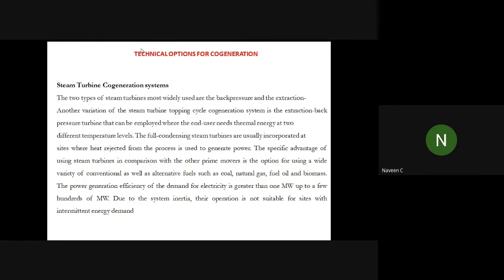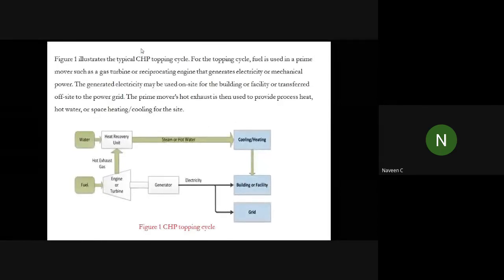Okay, so when the electricity demand is greater than 1 megawatt, up to a few hundreds of megawatts, generally we'll use combined heat and power. It will vary from 1 megawatt to 100. Due to the system inertia, this operation is not suitable for sites with intermittent energy demand. Somewhere you require a lower megawatt of power generation, somewhere you need a higher megawatt of generation, but generally process industry will be in the range of 1 to 100 megawatts, based on your requirement. Okay, so next is topping cycle.